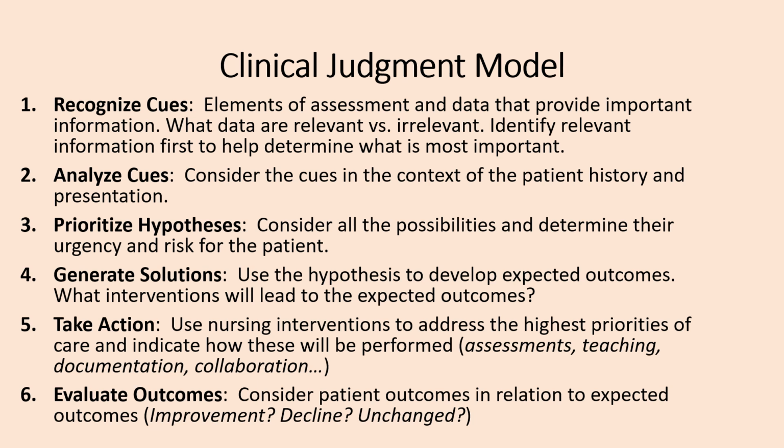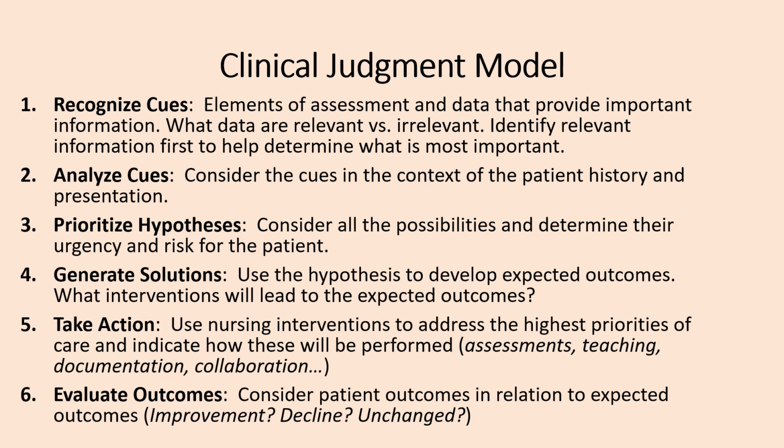Number 3, you're going to come up with a list of hypotheses, all the things you think it possibly could be. Consider all the possibilities, determine their urgency and the risk to the patient. You're going to prioritize those. What is the most likely thing it probably is? And then what are some of the possibilities but least likely in this scenario? Come up with a list, prioritize. What is the most likely thing it probably is? Which again is very realistic. That's what we do in practice.